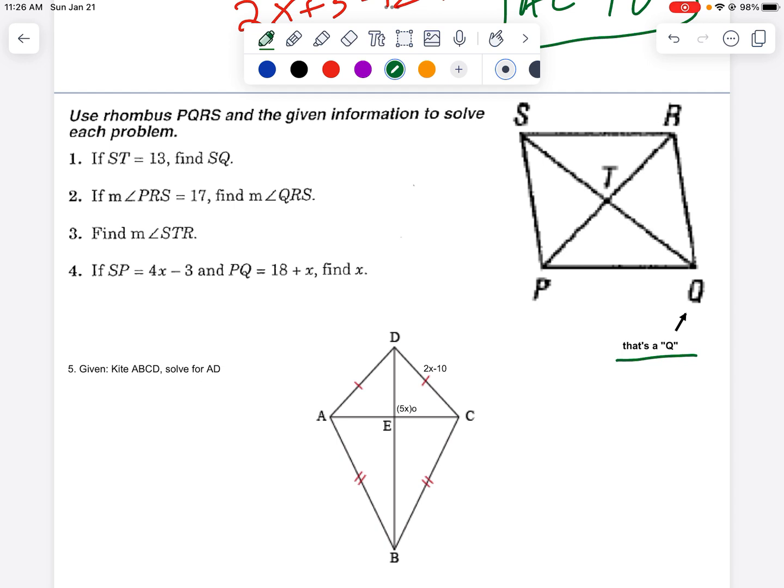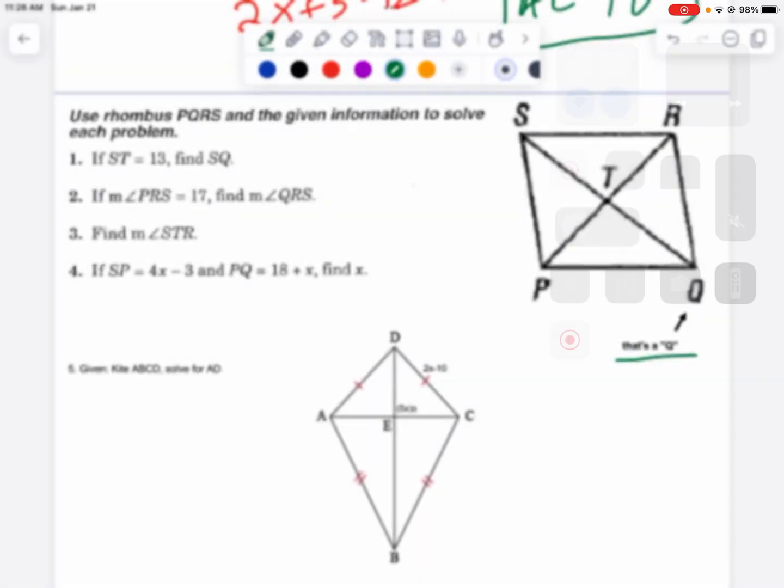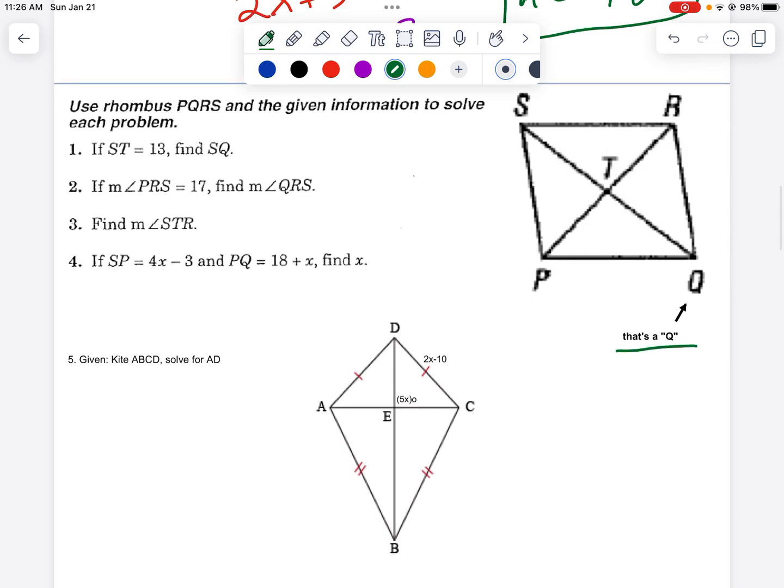Okay, that's a Q. Wow. Let's see. I'm going to pause it, and then I'm going to make another one. All right, let's just keep going. Forget it. No, I'll pause it.